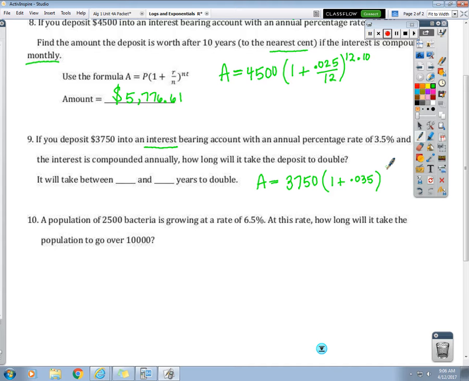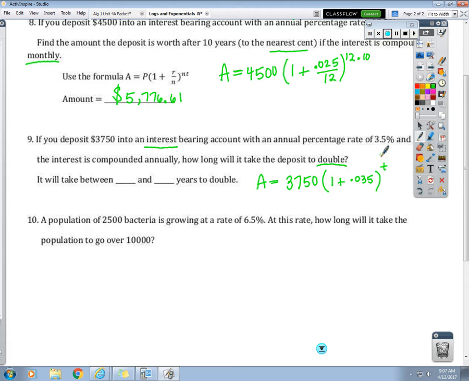Oh no, we don't have time. What did they tell us? We don't know t. They're looking for how long it will take, so we're trying to find out this, for it to double. So what do we do? Right. You double your starting amount.